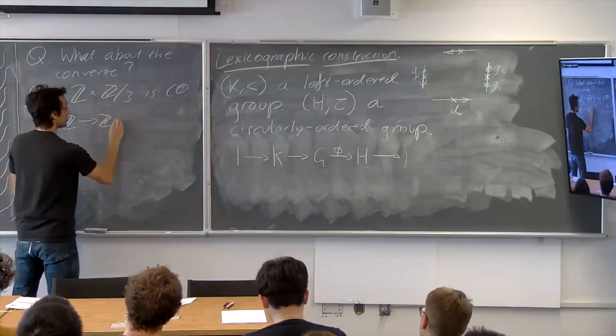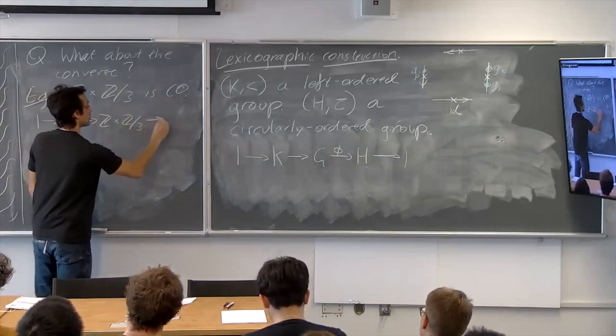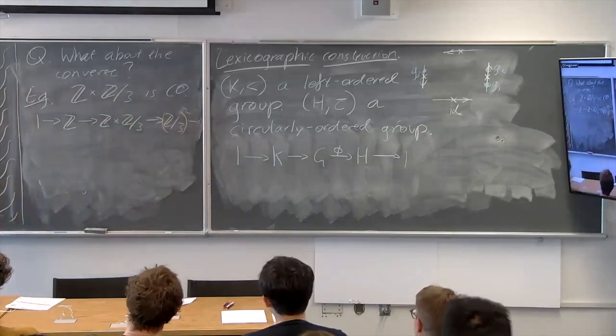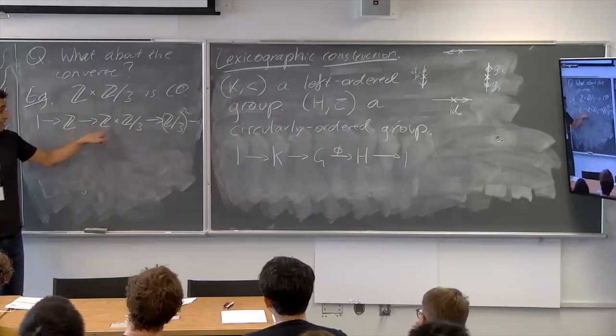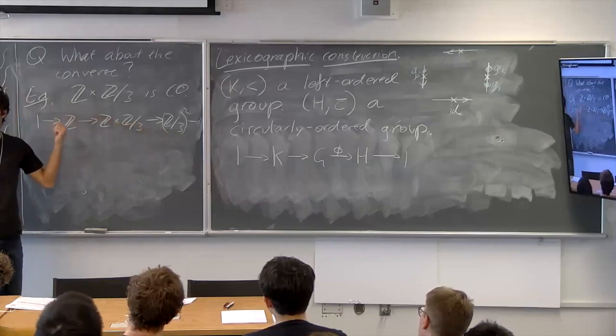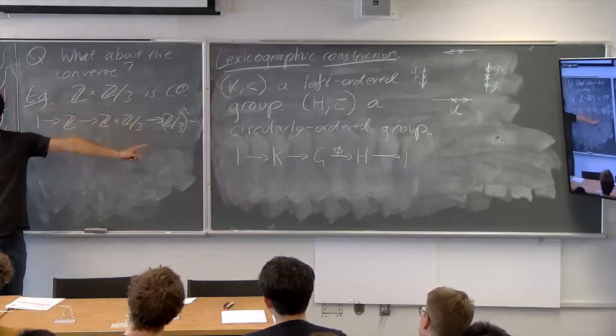Z cross Z mod 3, Z mod 3 squared. Right? You can fit Z inside here as 3Z. And then when you take the quotient, you get that. So here's a circularly orderable group. You're quotienting by a left orderable group, but you're not getting a circularly orderable group.